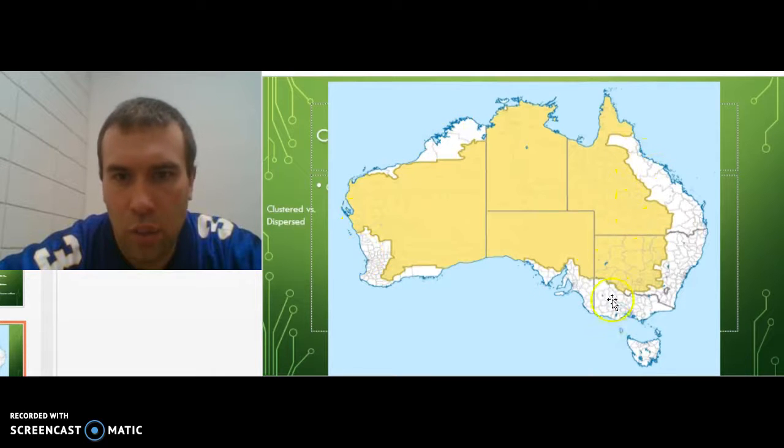The population density is almost all in the white here. So their population, even though it's a big island, is very much clustered.